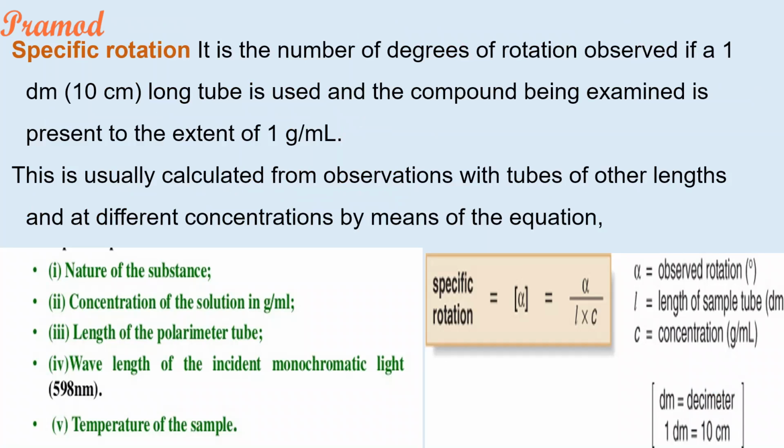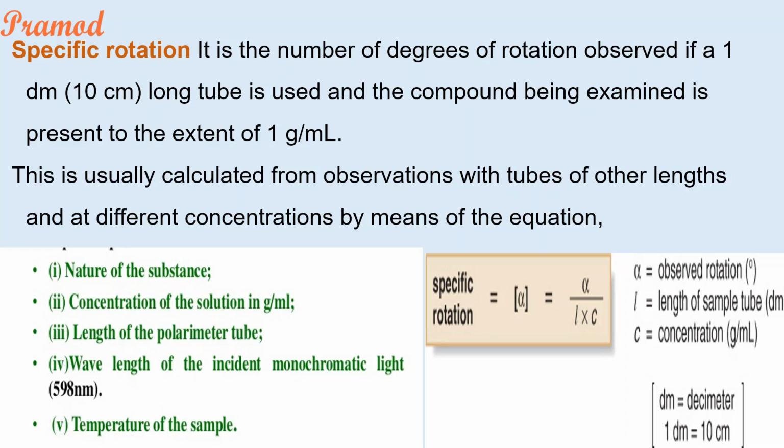Now, what is specific rotation? Alpha is your observed rotation. Now, the definition of specific rotation: it is the number of degrees of rotation, that is alpha, if a 1 decimeter, that is 10 centimeter long tube is used and the compound being examined is present at a concentration of 1 gram per ml. So it is the degree of rotation observed.